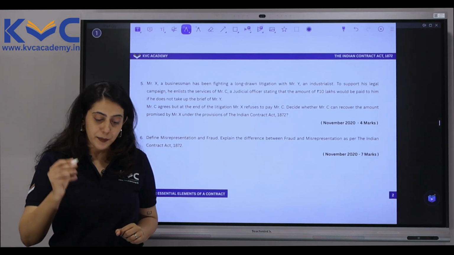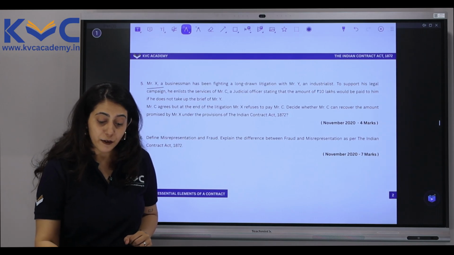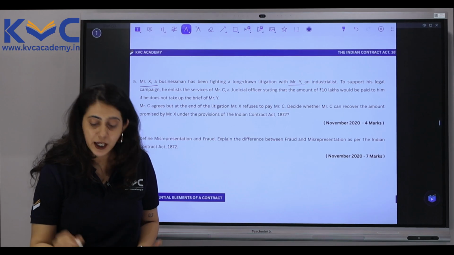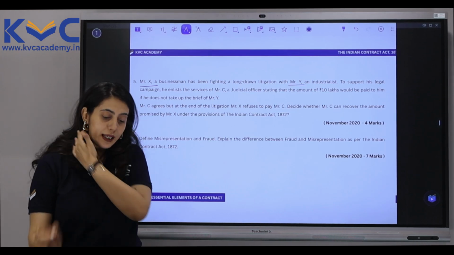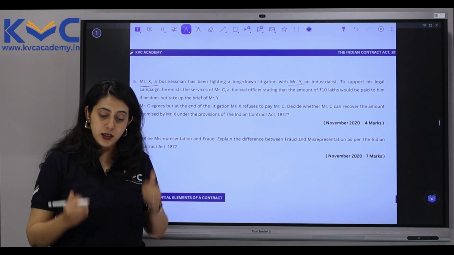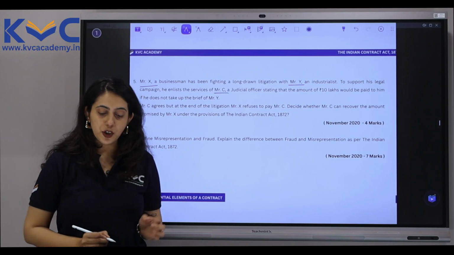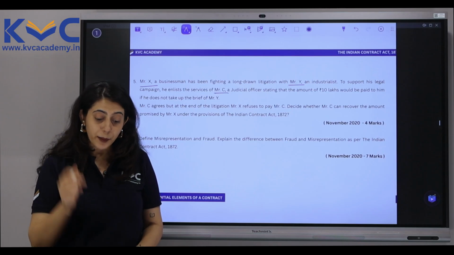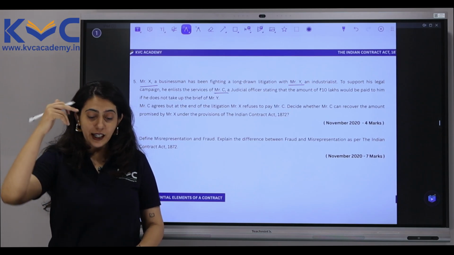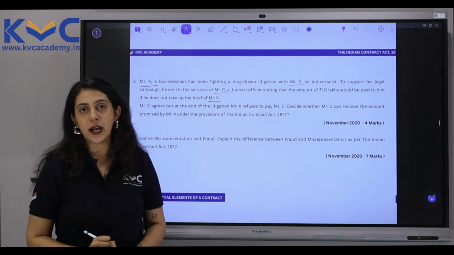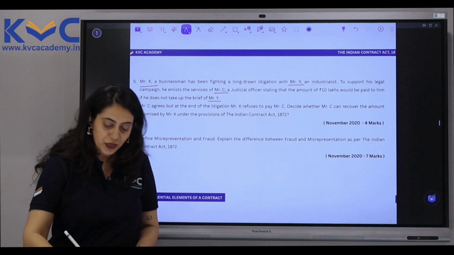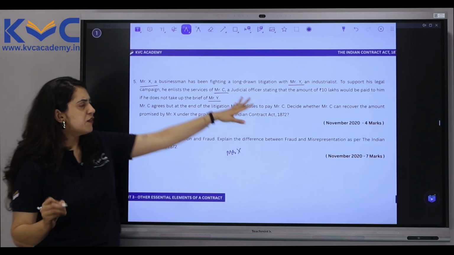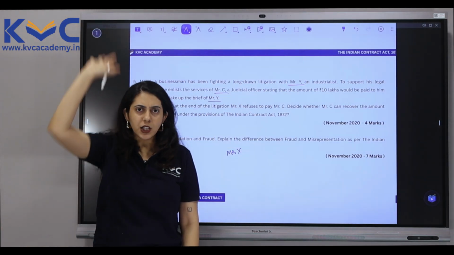Mr. X, a businessman, has been fighting a long-drawn litigation with Mr. Y, an industrialist. To support his legal campaign, he enlists the services of Mr. C, a judicial officer, stating that the amount of rupees 10 lakhs would be paid to him if he does not take up the brief of Mr. Y. Let's understand what has happened here. Mr. X has been fighting a long-drawn litigation with Mr. Y. So, Mr. X और Mr. Y का झगड़ा चल रहा है.